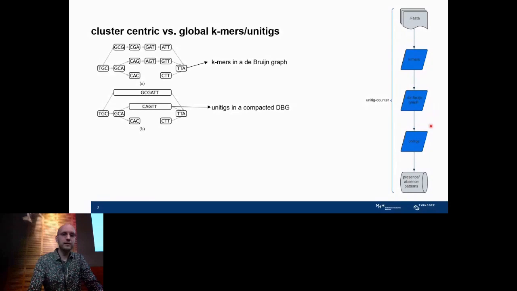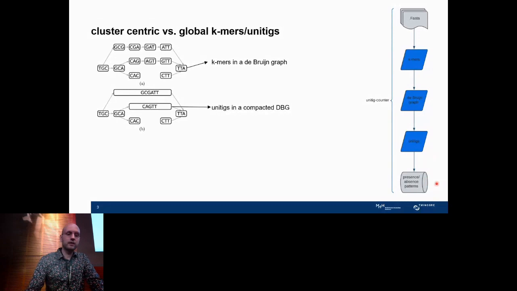And then these de Bruijn graphs can be further compacted to unitigs, which takes k-mers in a unilateral path on the de Bruijn graph and compacts them into these unitigs. And that just reduces the redundancy of our k-mers. And then you get this presence-absence pattern for each unitig.